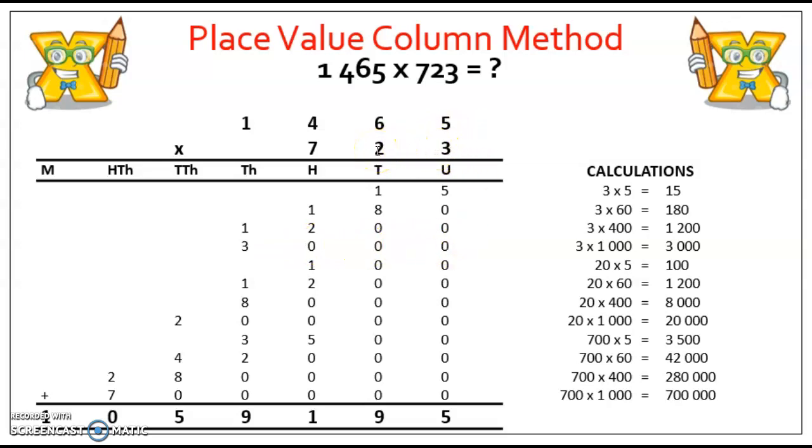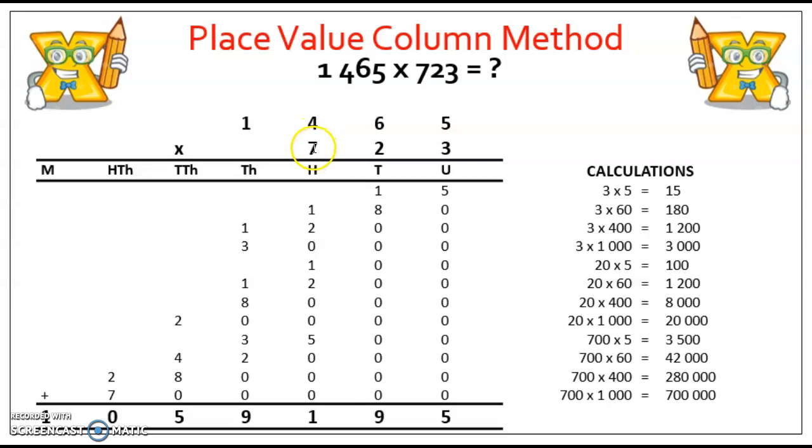Let's carry on with the tens. 20 times 5 is 100. 20 times 60 is 1,200. 20 times 400 is 8,000. 20 times 1,000 is 20,000. We are now done multiplying out the tens.